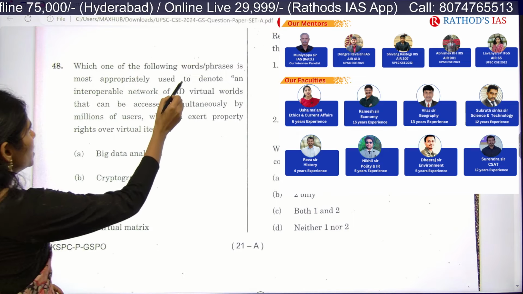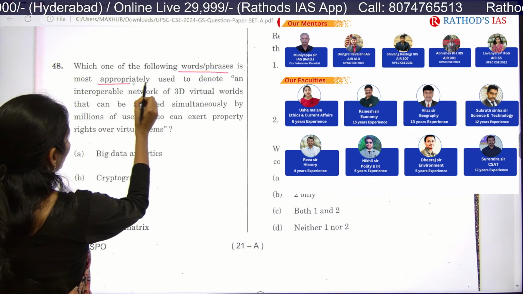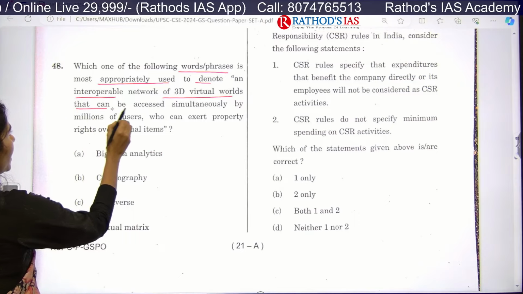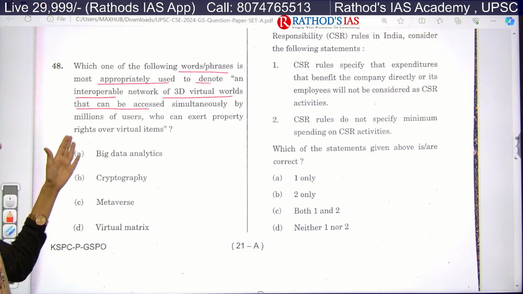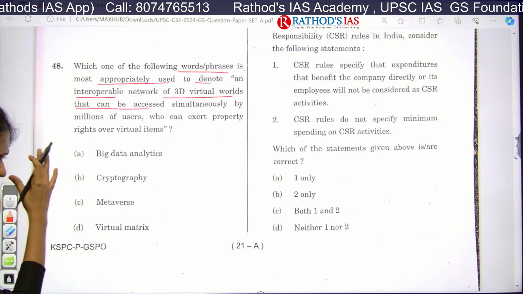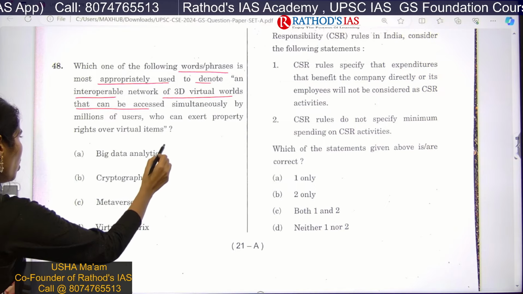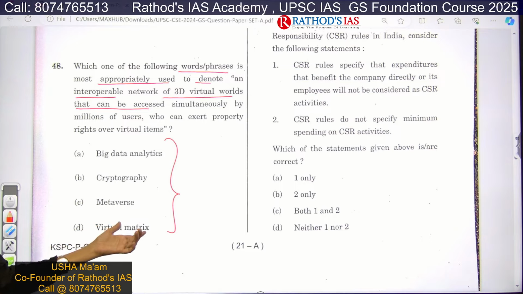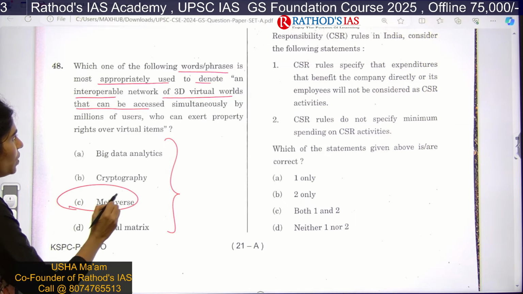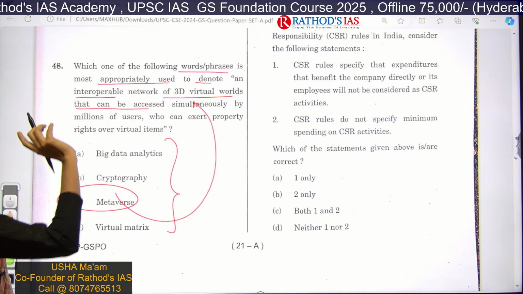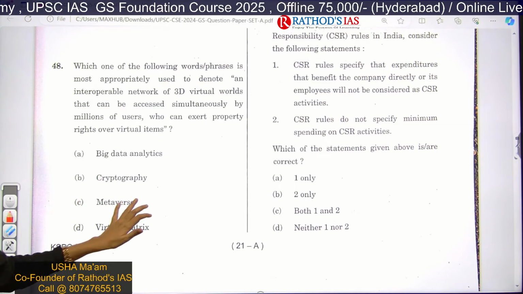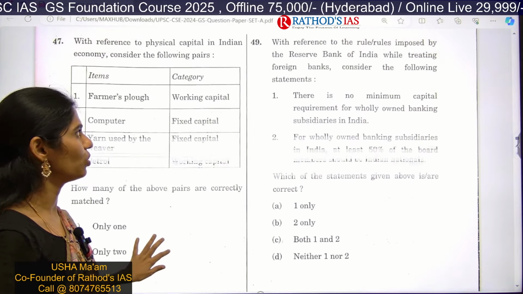Which one of the following words or phrases is most appropriately used to denote an interoperable network of 3D virtual worlds that can be accessed simultaneously by millions of users who can exert property rights over virtual items? Is this entirely a science and technology based question? The four options are big data analytics, cryptography, metaverse and virtual matrix. Option C, metaverse, speaks of an interoperable network of 3D virtual worlds. So the correct answer is C, metaverse. It is very simple and is seen highly in the news also.